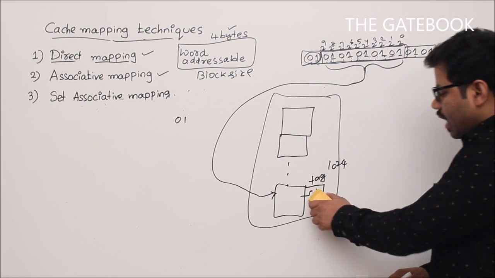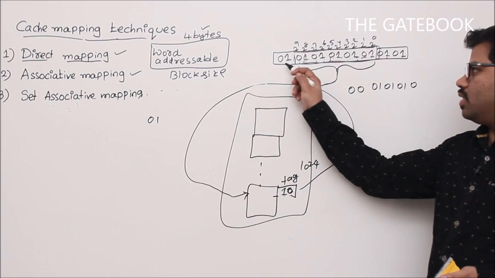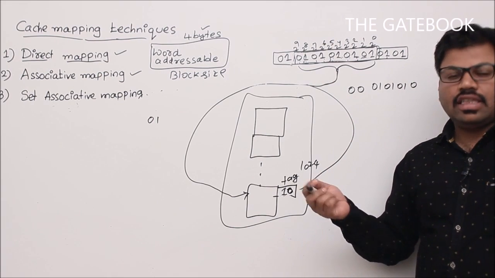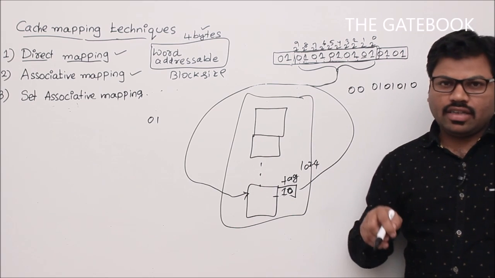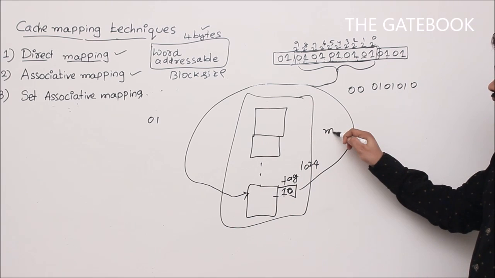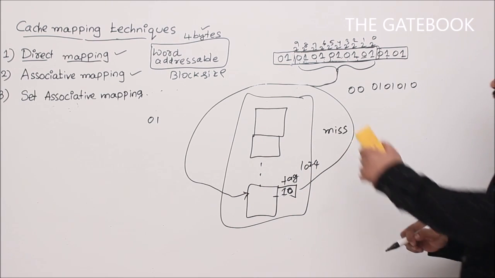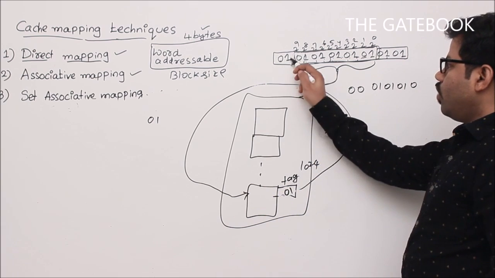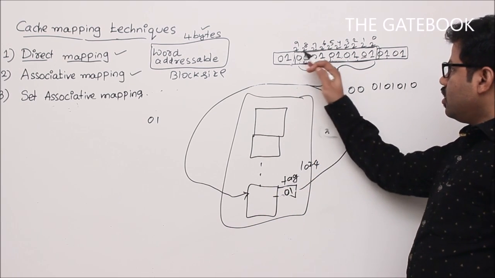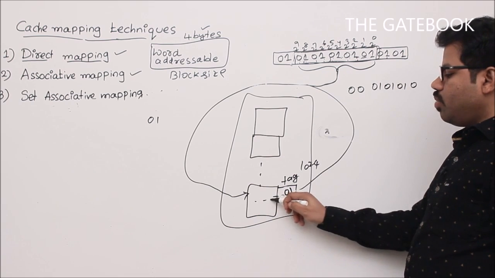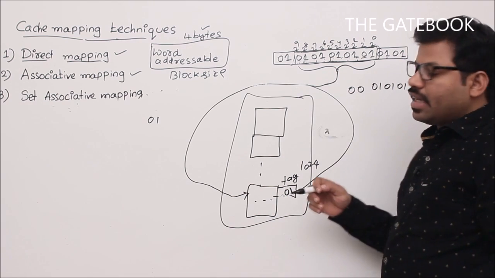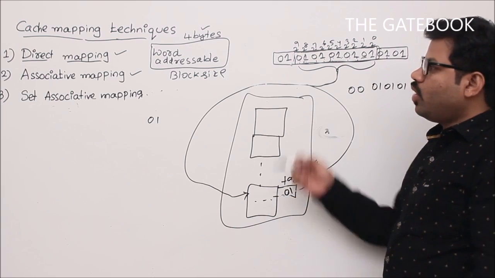Sir, what if this tag is 10? That means 0, 1 doesn't match 10, so the data is not available in the cache. In that way, we can easily detect it. Understand? At that time we say that it is a cache miss. If this is 0, 1, then 0, 1 matches 0, 1. That means this memory address data is available in this block. In that way we can easily check whether data is available or not. Okay, that is about direct mapping.